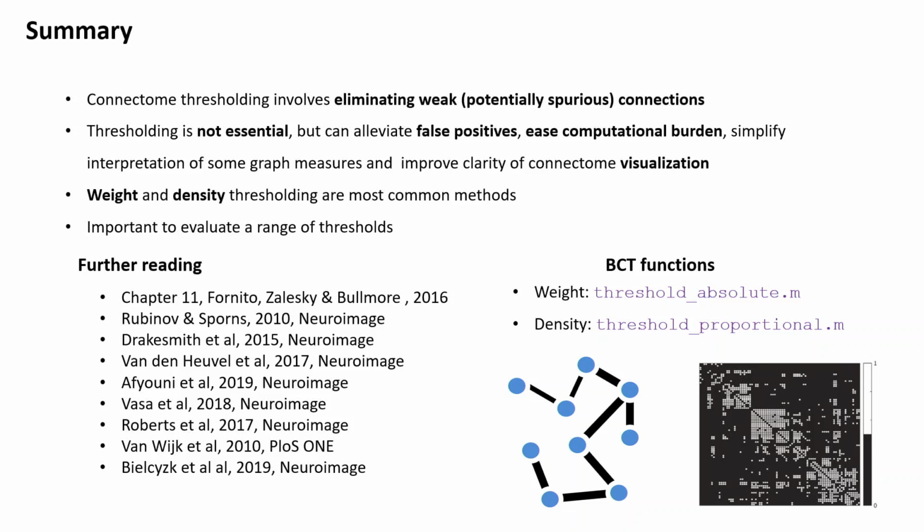I've given you an overview of weight and density thresholding and given you some examples of how they can differ in a between-group comparison and some of the things that might need to be considered in between-group comparisons of thresholded connectomes. And I also want to reiterate the importance of evaluating a range of thresholds, particularly given that we don't know the ground truth connection density of a connectome. And there's some further reading there at the bottom.